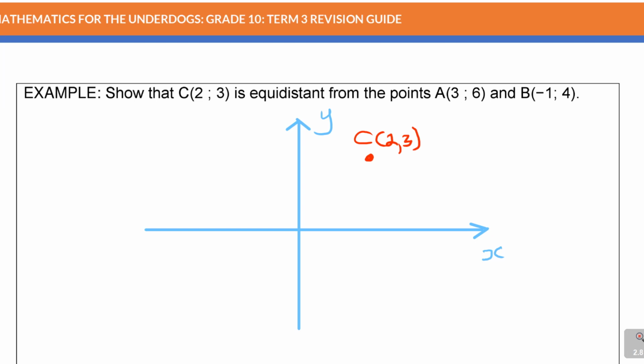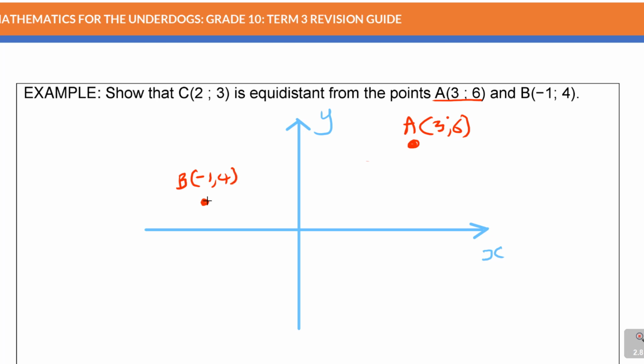Actually, I don't want to do C. I want to do A and B first. C, I'm going to see later. Point A is (3, 6). Let's put the (3, 6) there. Remember, this is an estimate, and B is (-1, 4). Negative 1, X and Y. X is negative, but Y is positive. So we can have this as my B, (-1, 4), just a sketch.